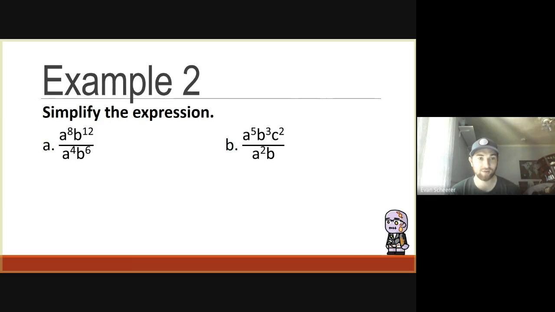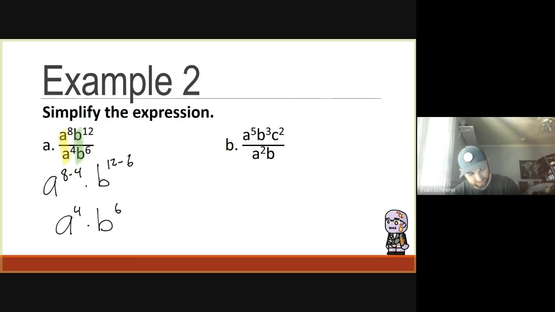So notice in A, you have a base of A and B in both, and then in B, you have A, B, and C. So let's just first combine them. So I'm going to look at these two A's. I'm going to look at these B's. So A to the 8 divided by A to the 4th, that's A to the 8 minus 4 times B to the 12 minus 6. So my answer is A to the 4th times B to the 6th. That's going to be my answer.